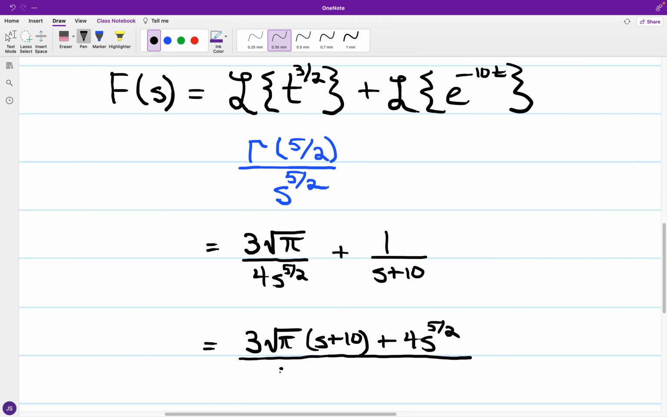And this will be all over 4 times s to the 5 halves times the quantity of s plus 10.